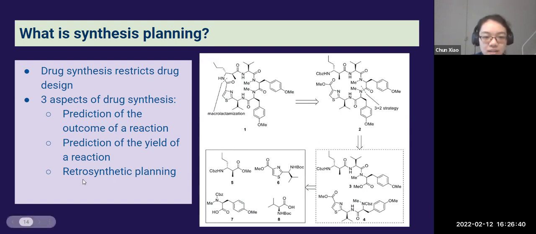Lastly, there's retrosynthetic planning, which is basically when you work backwards from the drug that you want to make and think about what reactions will get it to that point. And then you work backwards again and see what reactions will get you to that point and how you will do them, and what reactants are involved, et cetera.